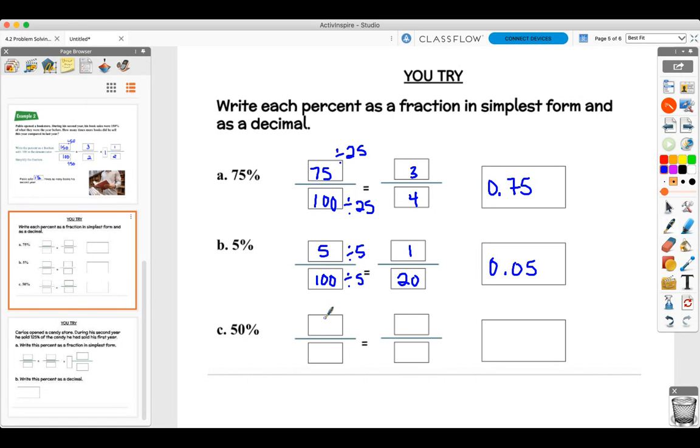Next one, 50 over 100. 50 is the largest number that goes into both. So you're going to have 1 over 2. And that decimal is 0.50.